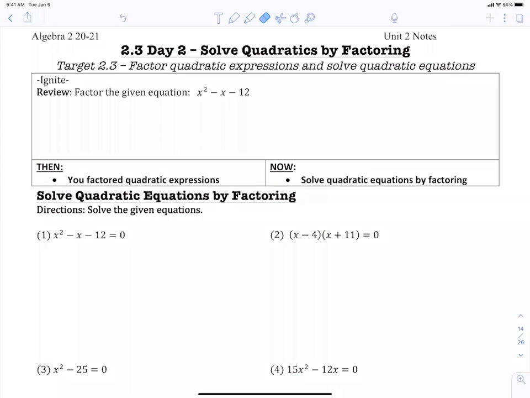Today, we're going to be solving quadratics by factoring. So obviously, before we get going, it would make sense to review at least one factoring problem. So pause your video now and please try the Ignite at the top of the page.